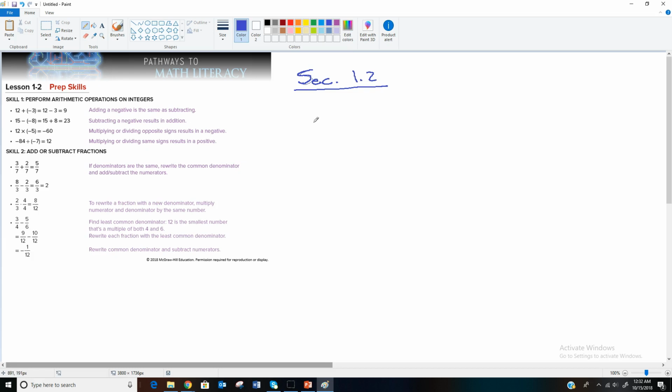So the first thing that we're going to look at here is adding integers, which means adding positive and negative numbers that don't have a fraction or a decimal part to them. So we're going to start with 12 plus negative 3. Remember, when you're adding a negative, it's the same thing as subtracting, or vice versa. If it's easier to switch a subtraction to adding a negative, you can always do that. So 12 plus negative 3 is the same thing as 12 minus 3, which of course is 9.